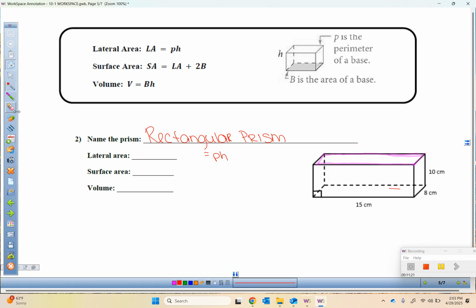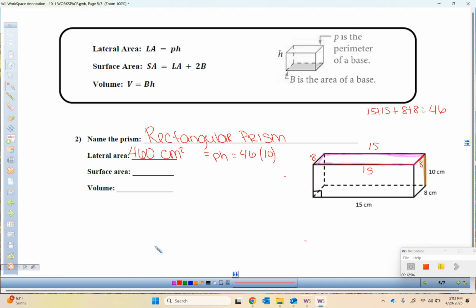How would we find the perimeter of it? Well, we add up all the sides. Do we have all that information? What's this one? Yes. What's this one? 8. So this is also 15 and this is 8. So the perimeter is 15 plus 15 plus 8 plus 8, and this equals what? 46. So my little p is 46, and now my height is what, guys? What's my height on this one? 10. Very good. So 460, right? Centimeters squared.